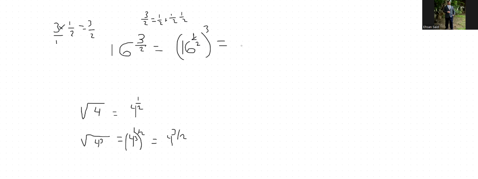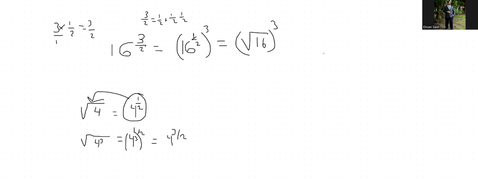Remember, we want to convert it to a rational form, meaning that it's a fraction or a whole number. Okay. So remember 16 to the half power. Remember here, if we go back to our example, 4 to the half power is root 4. So 16 to the half power means it's root 16. So many ways to do this. Okay, and we still have that 3.